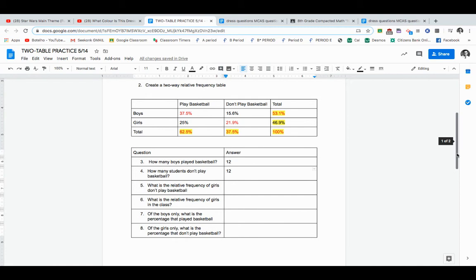Going right down the list here, what was the relative frequency of girls that don't play basketball? What do you think it is? 21.9% is hopefully what you were thinking. Good work. Next one, relative frequency of girls in the class. Girls in the class, relative frequency, 46.9%. Impressive. All right, continuing.